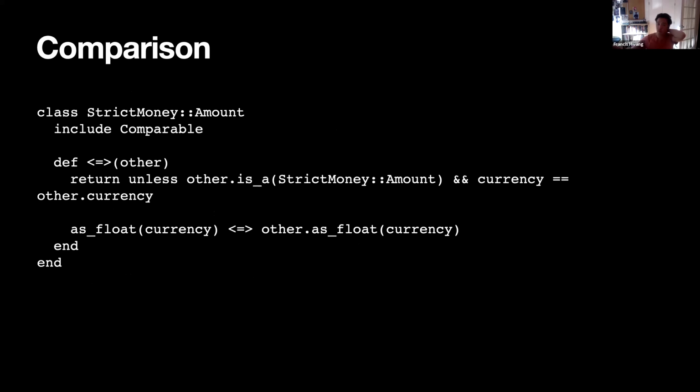This class supports comparison. Probably a lot of you guys know that there's the module Comparable, right? You can use the spaceship operator to compare it to another instance of StrictMoneyAmount. It only works if the other object is a StrictMoneyAmount with the exact same currency. And in that case, it just compares the amounts. It doesn't even try to do any other kind of comparison.